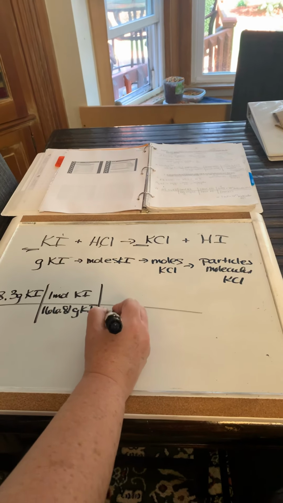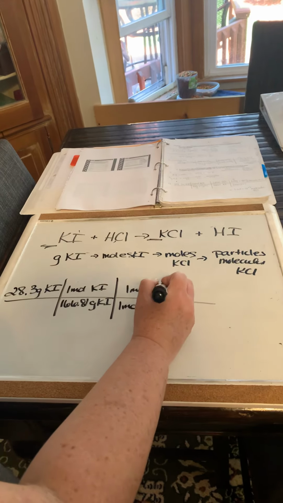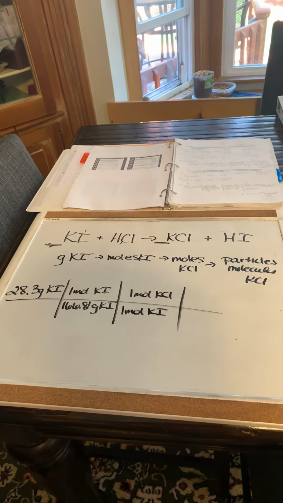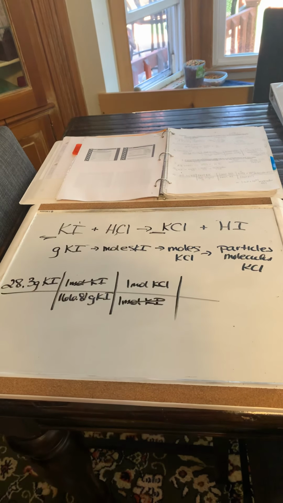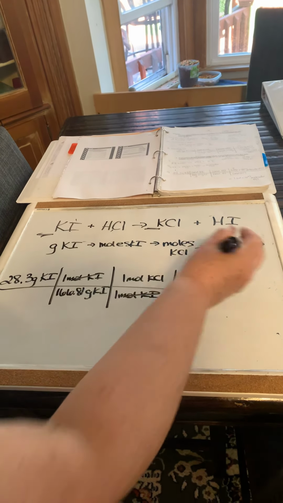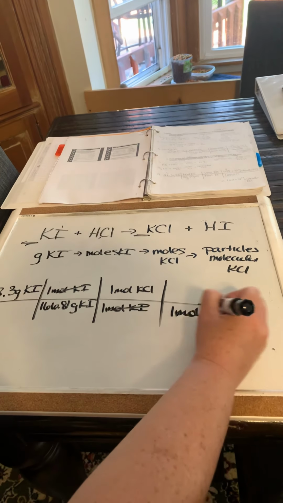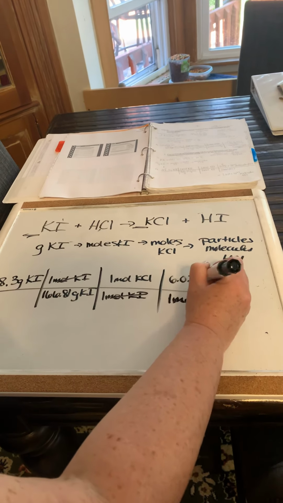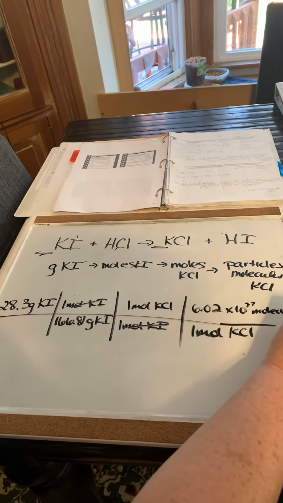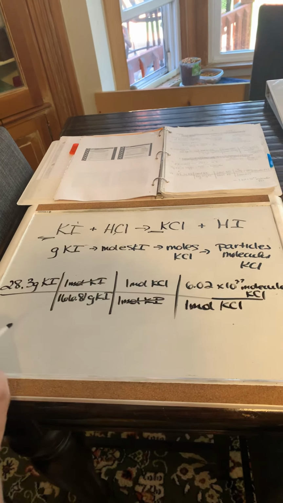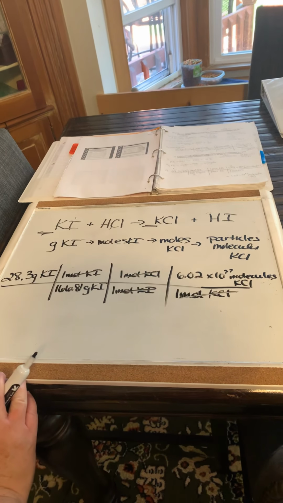So 1 mole KI, 1 mole KCl. Okay? From moles of KCl, moles of KI is going to cancel. We're left with moles of KCl. From moles of KCl, we're going to particles. So 1 mole KCl, 6.02 times 10 to the 23rd molecules, particles, pieces, whatever you want to say, of KCl. Moles of KCl cancel. You're left with molecules of KCl.